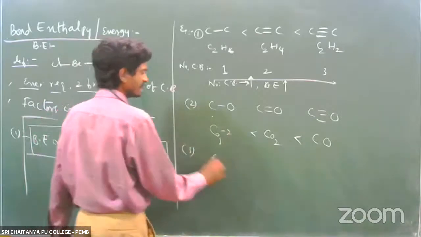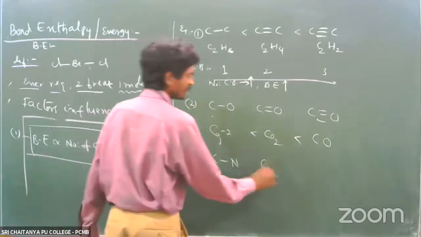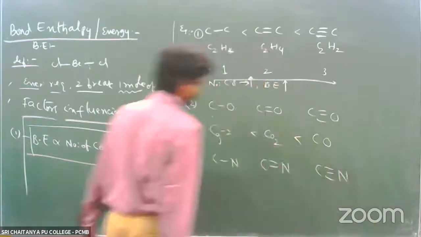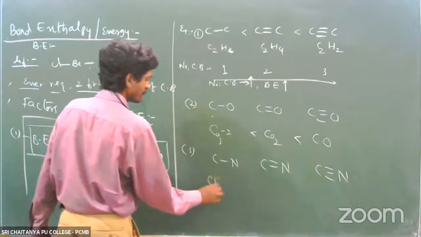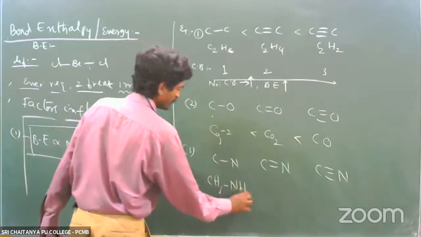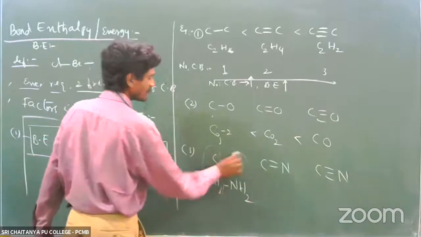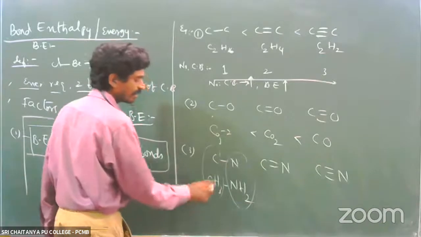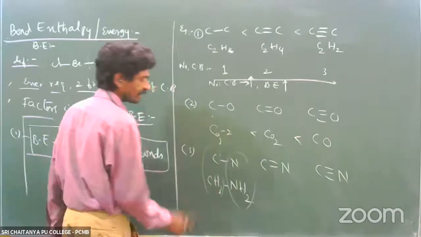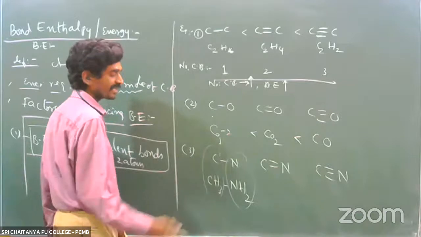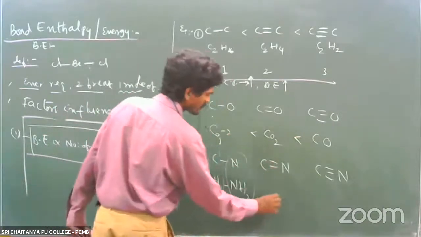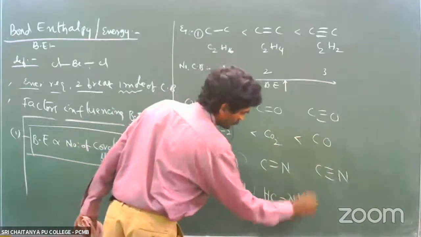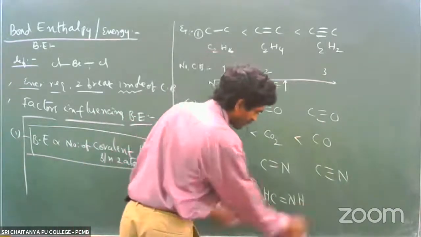Next, take carbon nitrogen single bond, carbon nitrogen double bond, and carbon nitrogen triple bond. For example, CH3NH2. There is a methyl group and this is an amine. This is methylamine or aminomethane. Then CH2 double bond NH2, with two hydrogens on the carbon. Then CH double bond NH, where already two bonds are there.